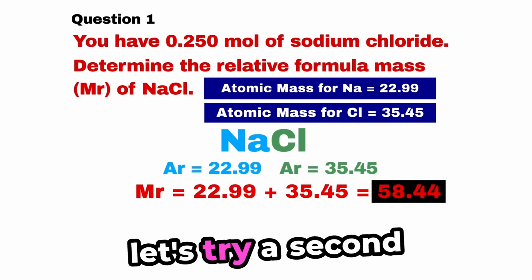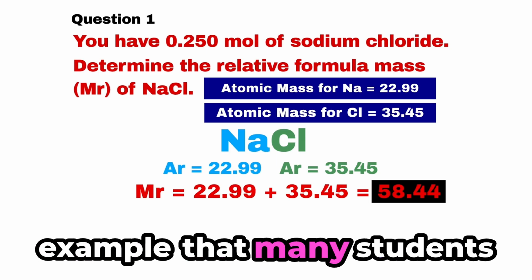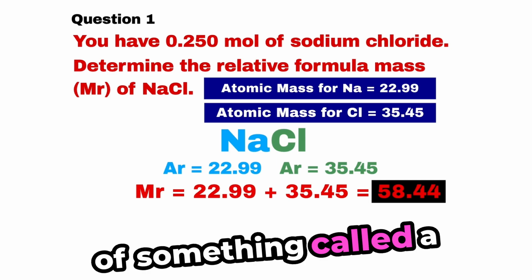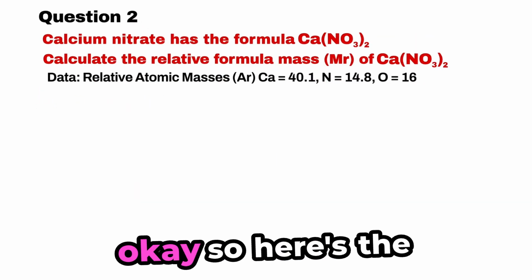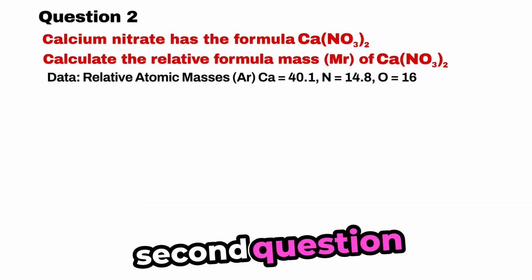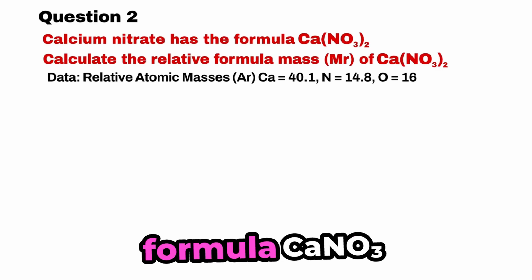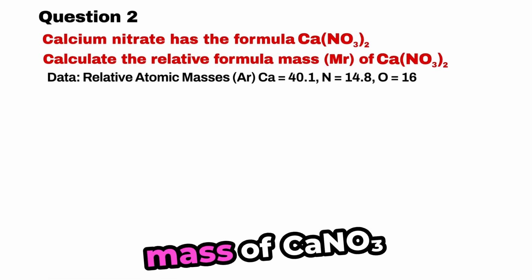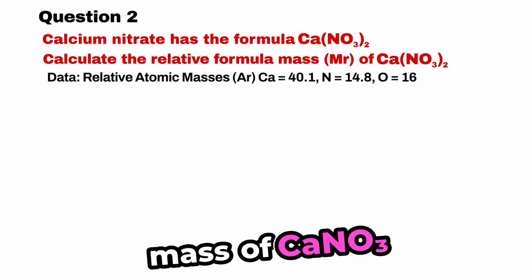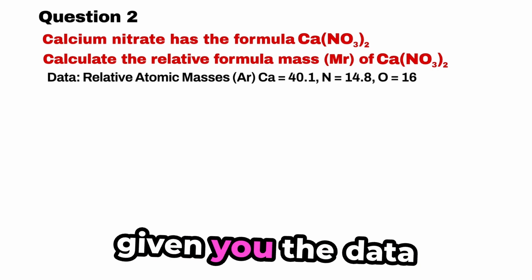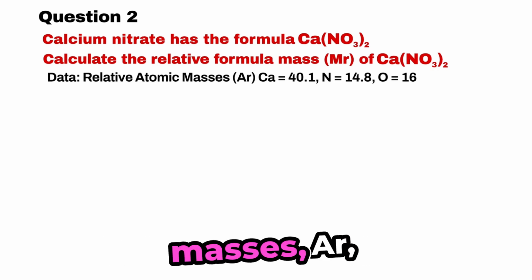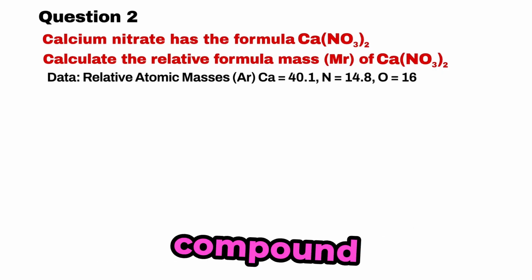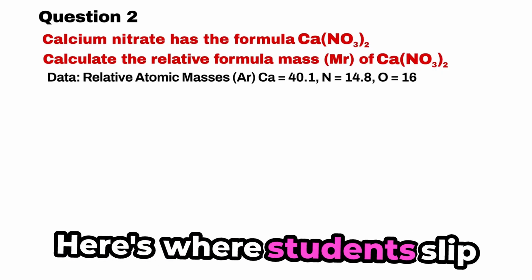Now, let's try a second example that many students get wrong, and it's all because of something called a subscript. Okay, so here's the second question. Calcium nitrate has the formula CaNO3. Calculate the relative formula mass of CaNO3. The examiner has also given you the data for the relative atomic masses, Ar, of all the elements involved in the ionic compound.